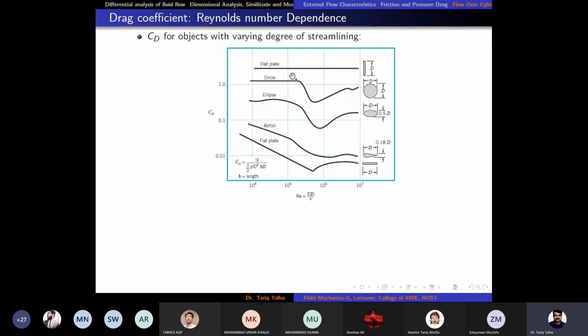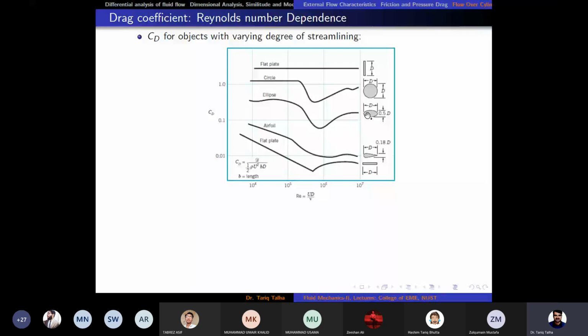And then this is the case for the circular cylinder, which I have explained in detail, that there is a dip because of the flow separation delay, because the flow becomes turbulent. And if it is a spherical or some kind of elliptical shape, you can see that there is also a dip. And then we have a streamlined body.